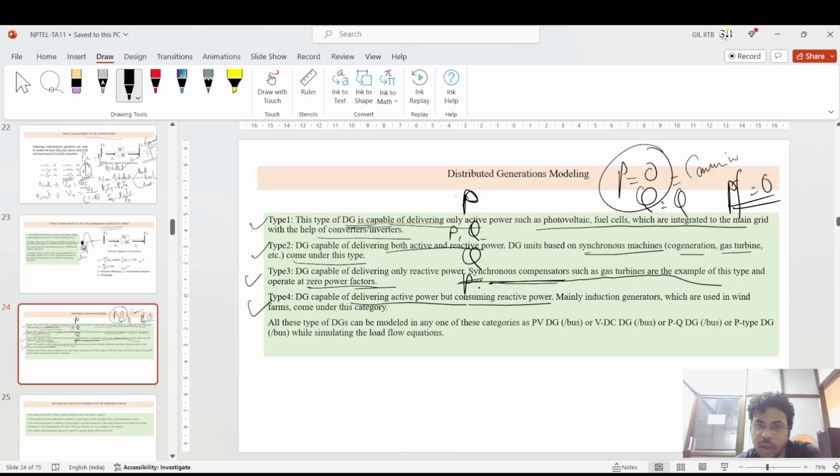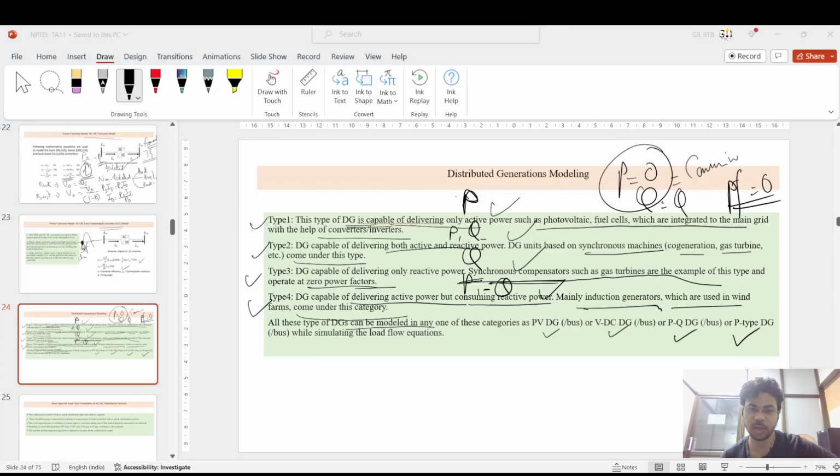In type 4, if you see, it is capable of delivering active power P but consuming reactive power, means negative Q. Mainly the induction generators consume this reactive power, which are used in wind farms, wind technology. And all these types of the DGs are modeled as PV DGs or PQ DGs or P-type DGs, if you follow these types as well. So these are the types of distributed generator models: how much power is being generated, and whether it is generating Q.